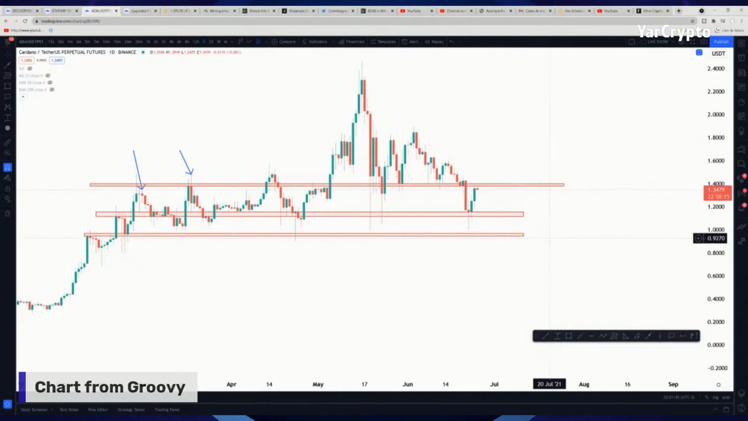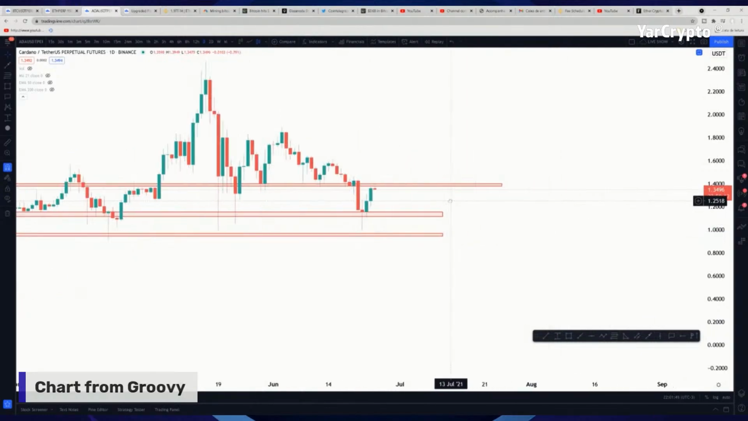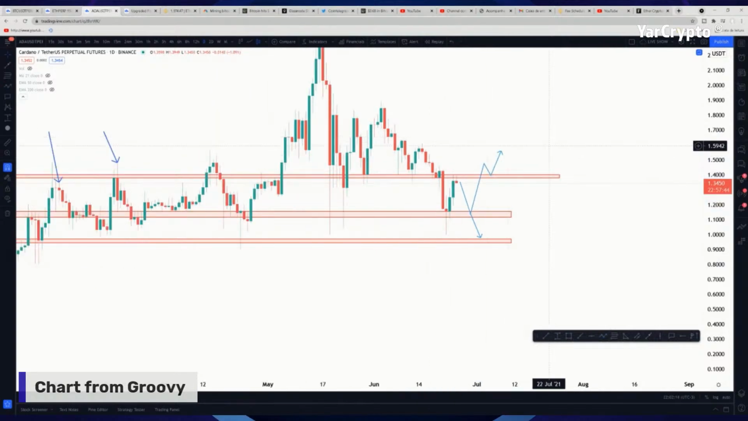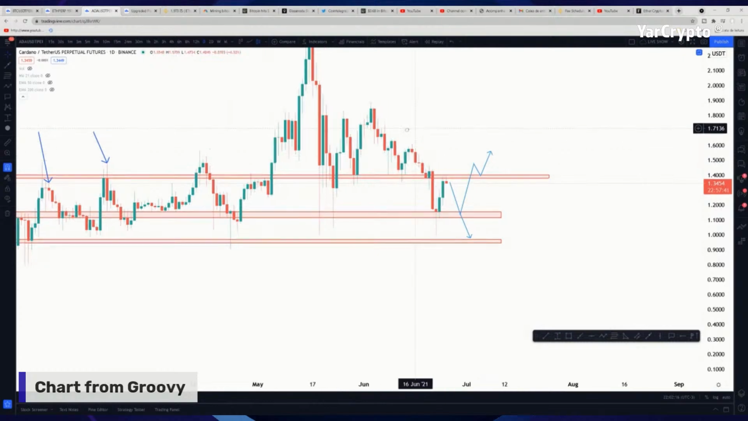First watch in the next couple of days. If we actually get rejected pretty hard from this level, I would be assuming that we go back to these levels here, and then either we lose this level once again and come back, or we bounce from it again and test the current level once again and probably break above it. So yeah, this is ADA for now.